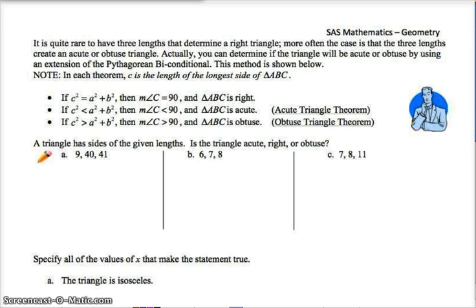All right, let's try some problems now in the back. So it says, it is quite rare to have three lengths that determine a right triangle. More often the case is that the three lengths create an acute or obtuse triangle, right? So you have many, many acute and obtuse triangles. So actually you can determine if the triangle will be acute or obtuse by using an extension of the Pythagorean biconditional. This method is shown below. So here are some formulas that are going to help you do that. But one thing you must take note of is that C is always the length of the longest side of the triangle.